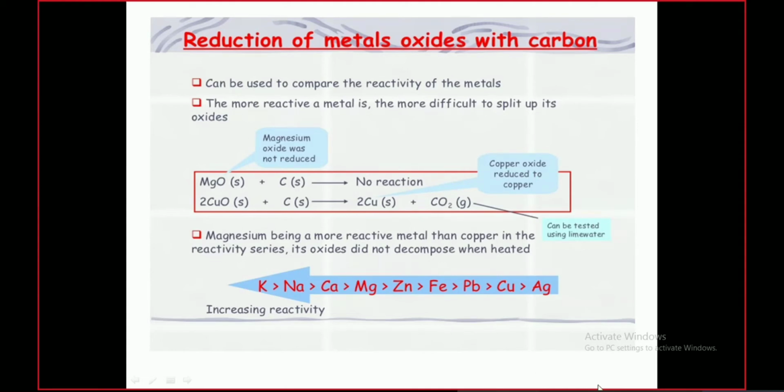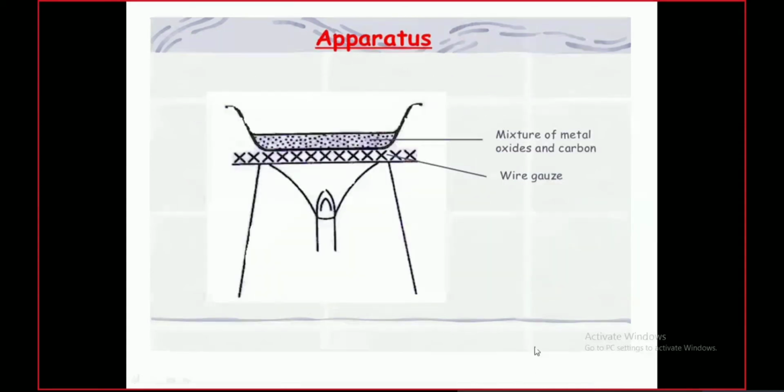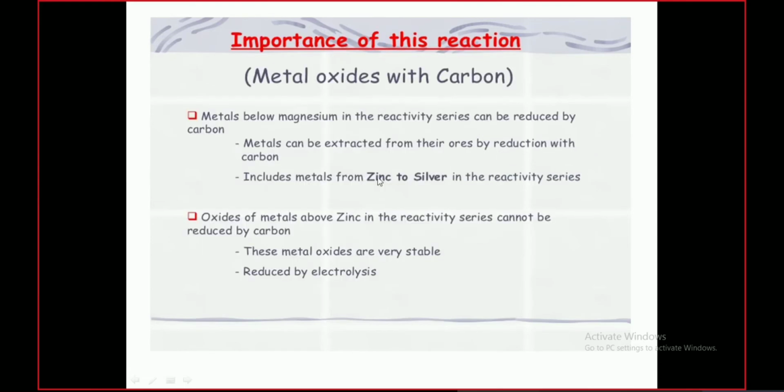What we are seeing next is how we can do this. In this apparatus, there is the mixture of the metal oxide and carbon, the wire gauze, and the burner, and then we heat it. What happens? Carbon dioxide is formed, which is a gas that is released, and the metal separates here in the container. Now the importance of this reaction, metal oxide with carbon, as I have already explained, is to extract the metal from their ores. Now when I read it, you will understand.